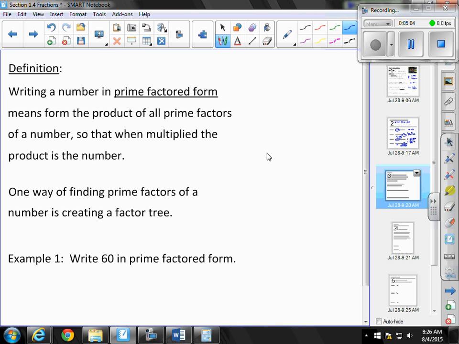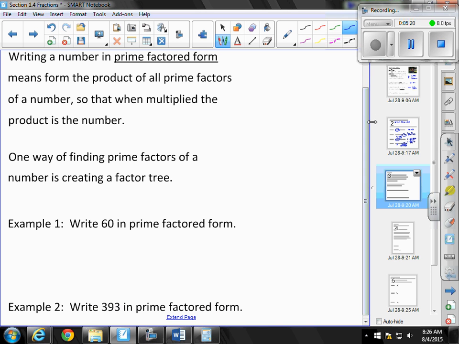If you want to write a number in prime factored form, it means we're going to form the product of all prime factors of a number so that when multiplied, the product gives us the number we were looking for. One way of doing this is by writing a factor tree. So I'm going to show you how to do that with the number 60.